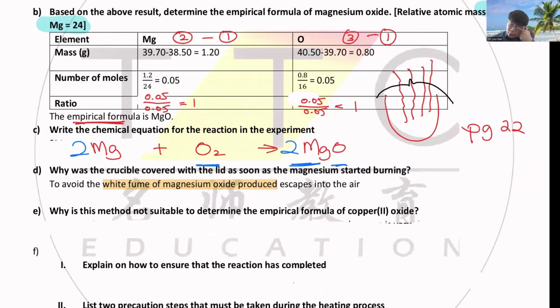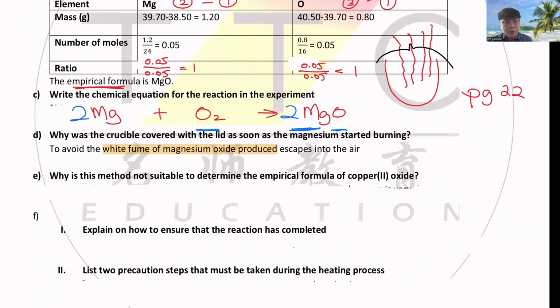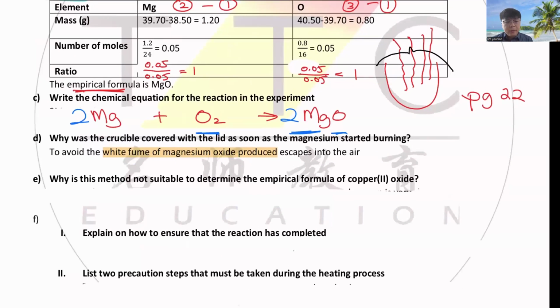So in order for me to avoid the white film of the magnesium oxide, I started with these two basic questions first, because later the calculation I do will be slightly complicated. So I need to use this question to build a good base for you first before you enter those calculation questions. Okay, then after that, this method is not suitable for copper.